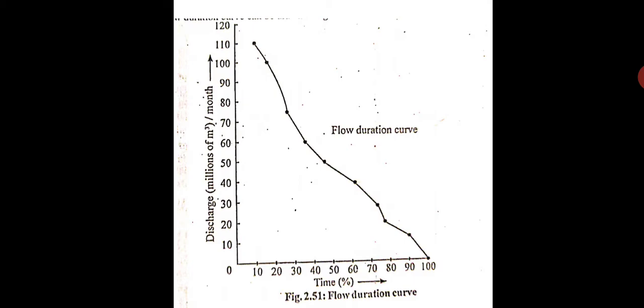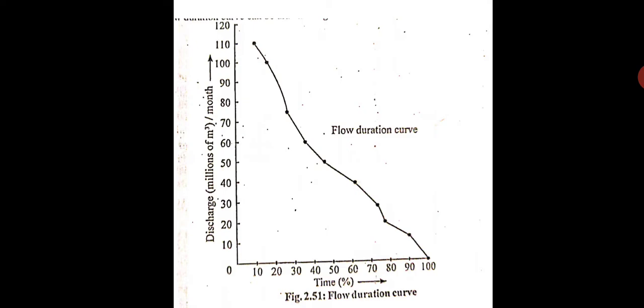Similarly, you can plot the various points. 10 to 11 points we will get. The 12th was on 110. Okay. So you will get these 12 points, and for example the last, 90% of time, is 10 million meter cube per month. So when you plot all these points, you will join all the points with a smooth curve, and this becomes the flow duration curve.